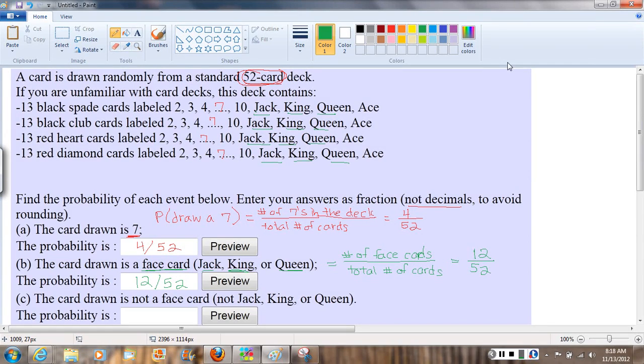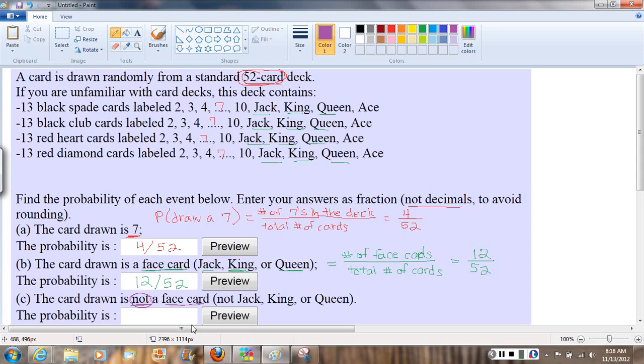Alright, and let's now look at the third part of that question that's got an interesting key vocab word there. It has the word not in it. They want to know the probability that the card drawn is not a face card. So we could do this in the same manner. We could calculate the number of cards that aren't face cards and divide that by the total number of cards. Whenever we see that keyword not, there's often a faster way to get at the answer.